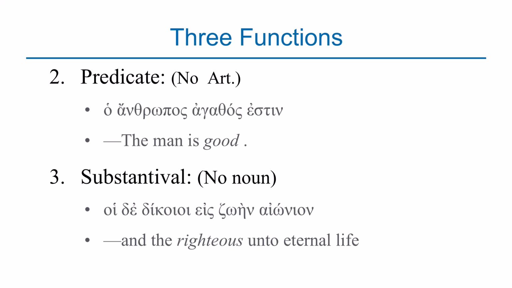Another one that we said, the third one, is the substantive. And here we said that there's not going to be a noun in the sentence because the adjective is going to function as a noun. For example, we have the sentence, hoi de dikaioi eis zoen aionion, meaning, and the righteous unto eternal life. The word righteous is dikaioi, it means righteous, and that is the adjective in the sentence. And that adjective is functioning as a noun in the sentence. And whenever the adjective is standing as a noun in the sentence, it's in the substantive. We said that whenever the definite article is there, the adjective is in the attributive.